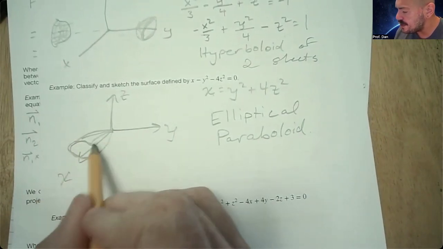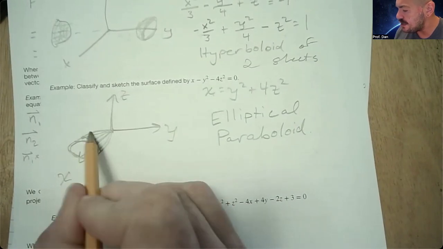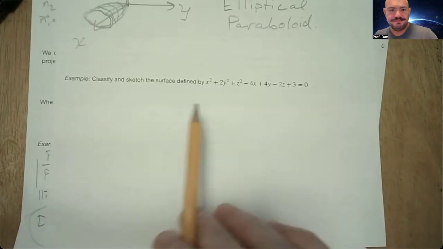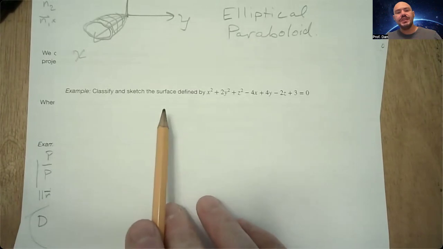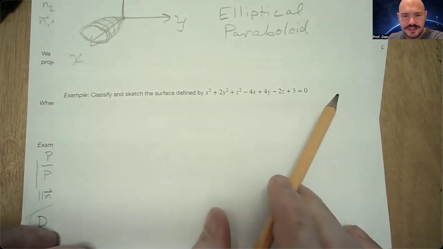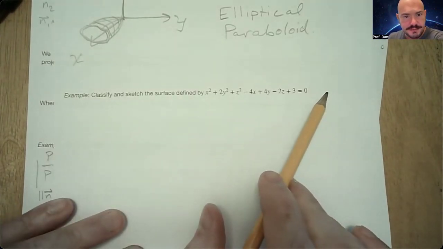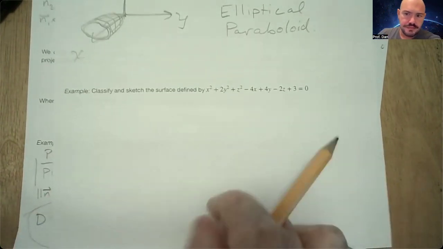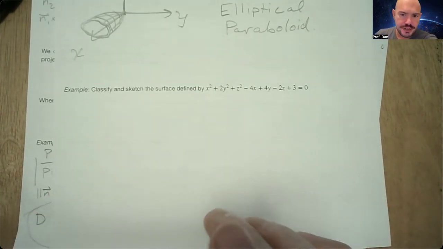So our paraboloid is going to look something like this. And there we go. Last one. Classify and sketch the surface defined by that monstrosity. Well, this is going to be one of those where we have to actually complete the square.